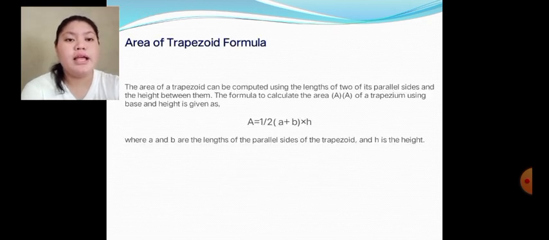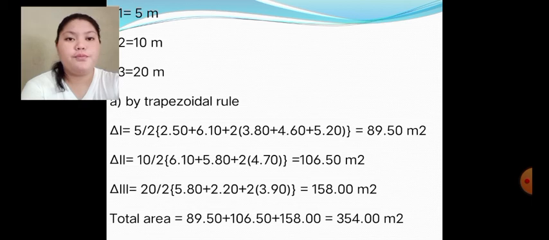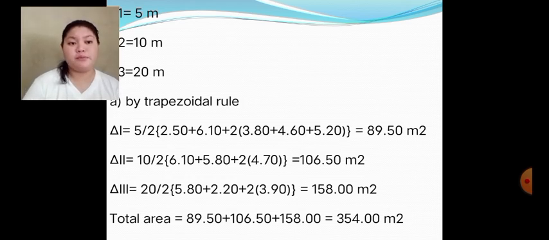Okay, so we have D1. So the first interval is 5 meters, the second section is 10 meters, and the third section is 20 meters. So the first section is 5 over 2. The formula is the same there. And then 2.50 plus 6.10, first the first and the last offset, since we divided it into three. So the other sum is 3.80 plus 4.60 plus 5.20, equals 89.50 meters squared.